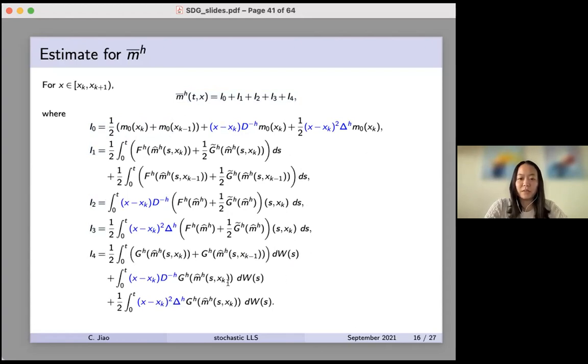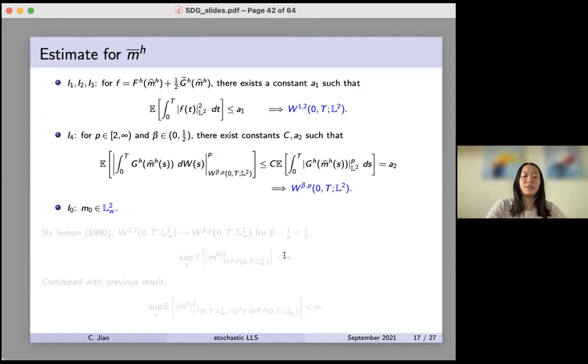Although these formulas look very complicated, we should remember that by construction, x minus xk is less than or equal to h. So this h cancels out with the h in the definition of the discrete gradients and the discrete Laplacian. So at the end of the day, we only have terms like m0s, also fh's, g tilde h's, and Gh's. So we can do estimates relatively easily from the uniform estimates that we obtained earlier.